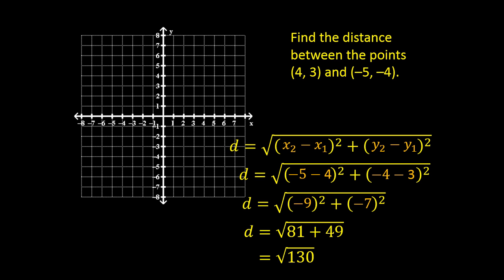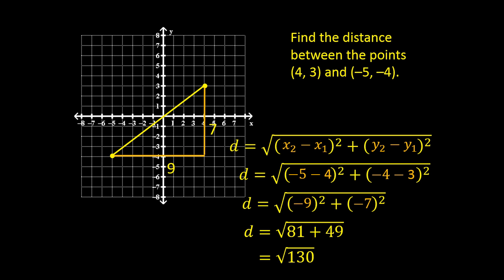Now let's see how we could use the Pythagorean theorem more directly to find the distance between those points. If we graph them on a coordinate plane and take a look at that line segment, the length of that line segment is the distance between the 2 points. If we construct this right triangle and then just look for the lengths of the legs of the right triangle, we can see that this leg measures 9 units and this leg measures 7 units.